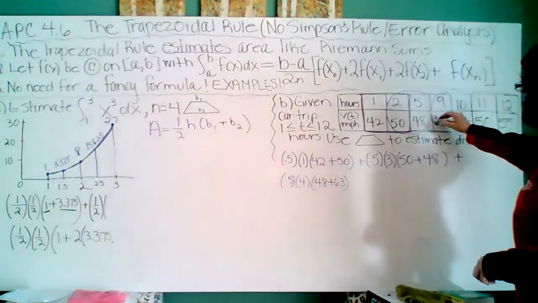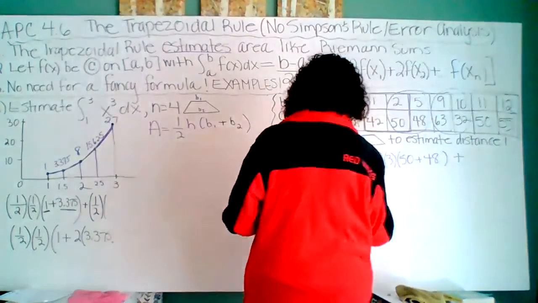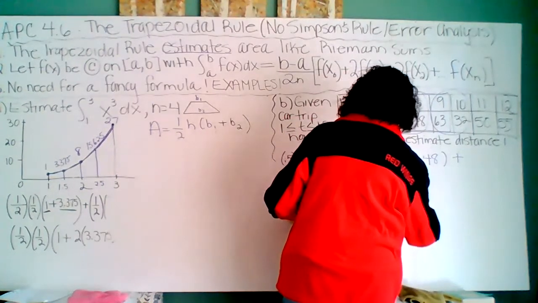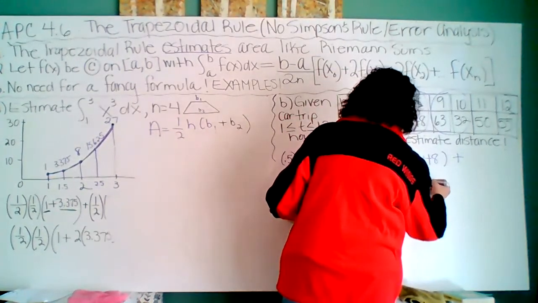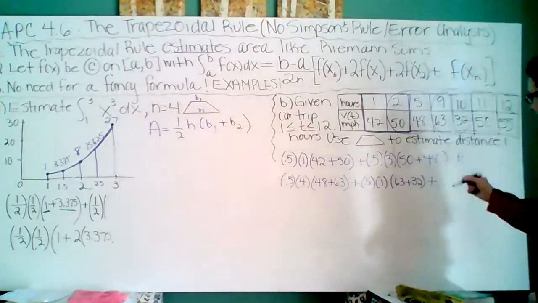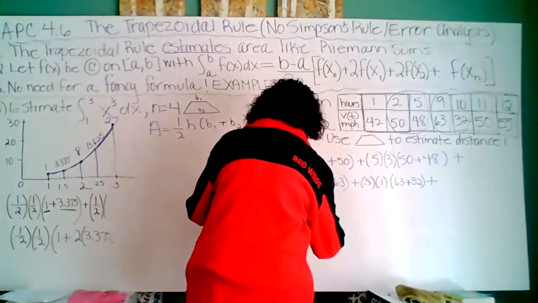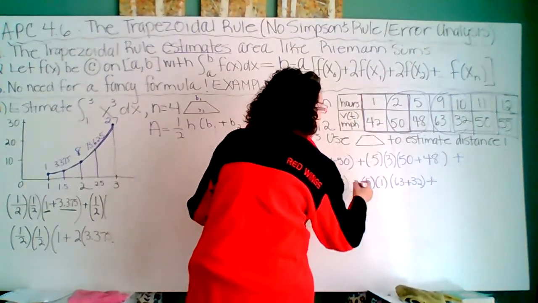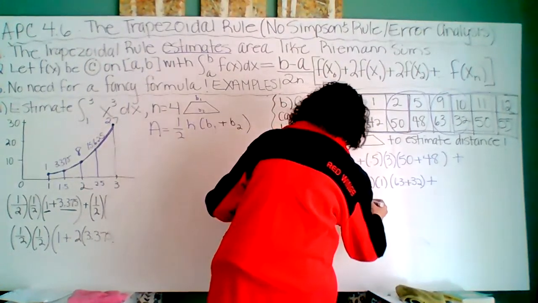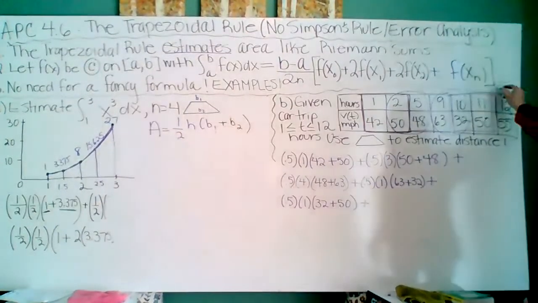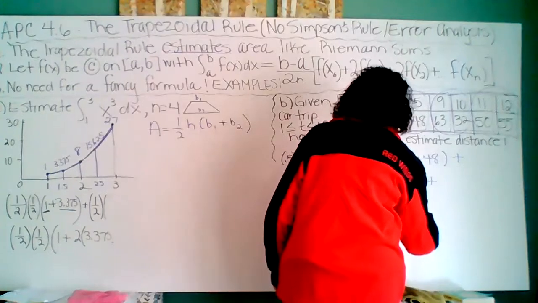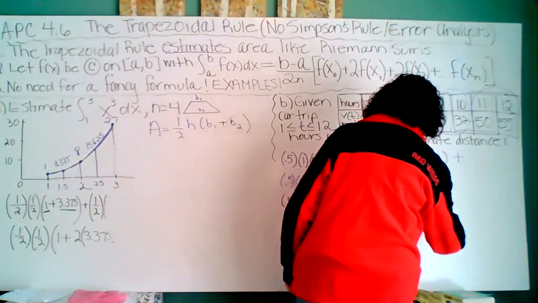Let's do from 9 to 10. 0.5, height of 1, 63 plus 32, plus next trapezoid from 10 to 11, 0.5, height of 1, the two bases are 32 and 50, plus last, 11 to 12, 1/2, height of 1, 50 plus 55.